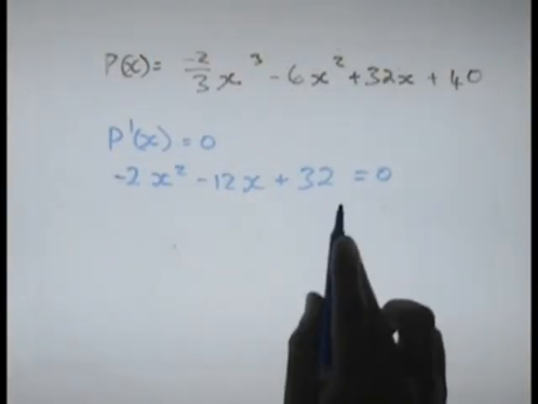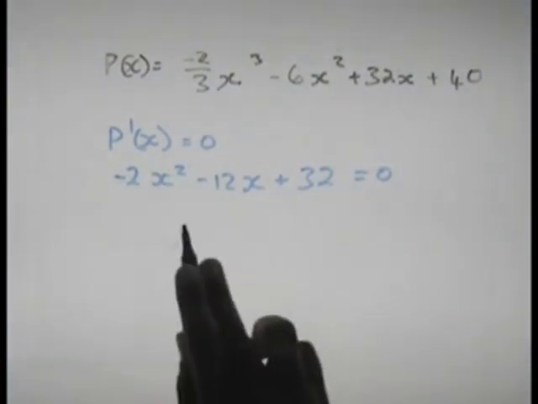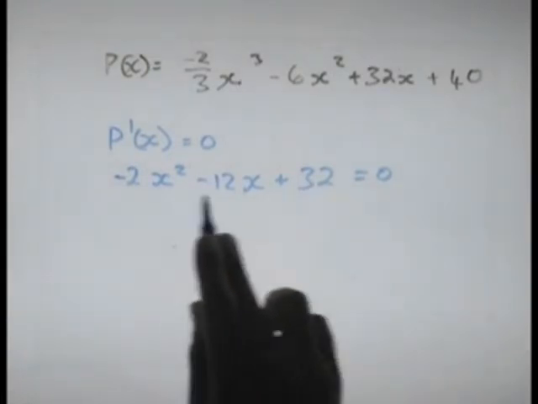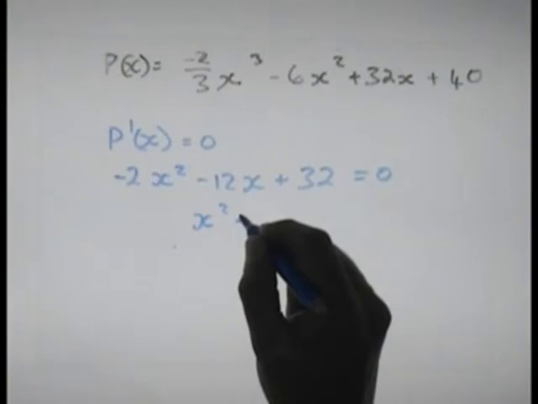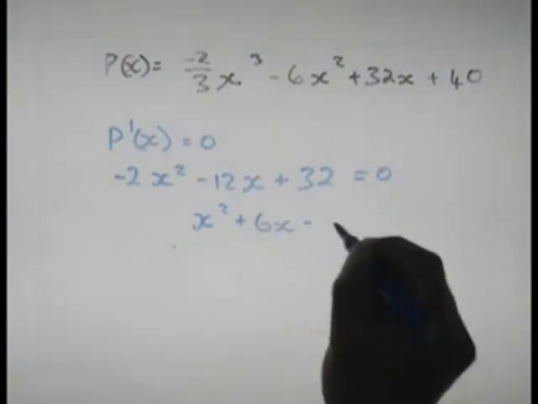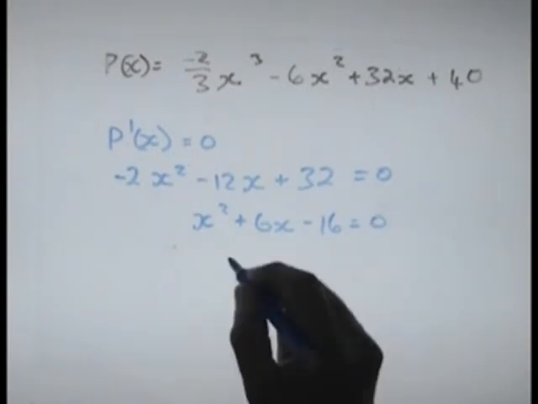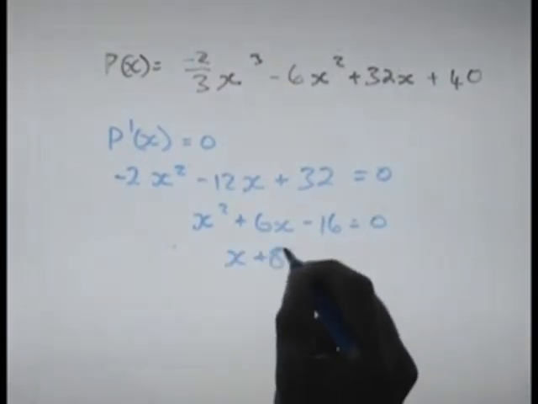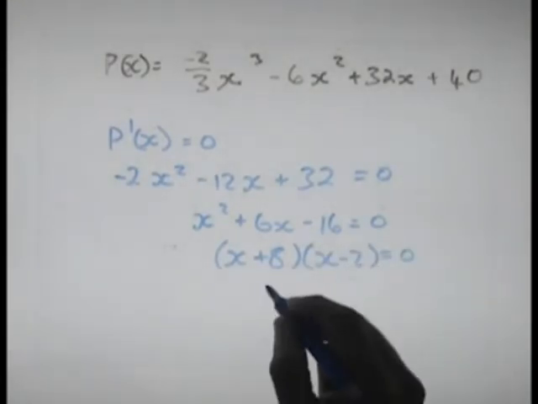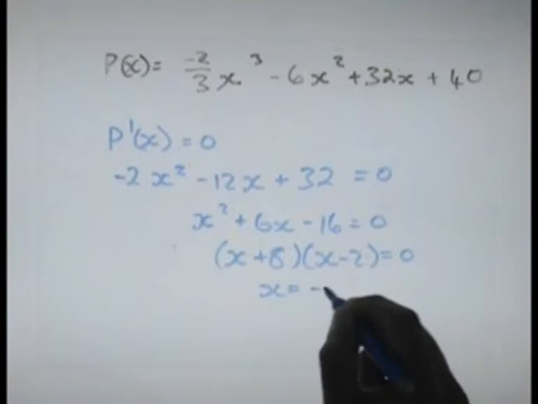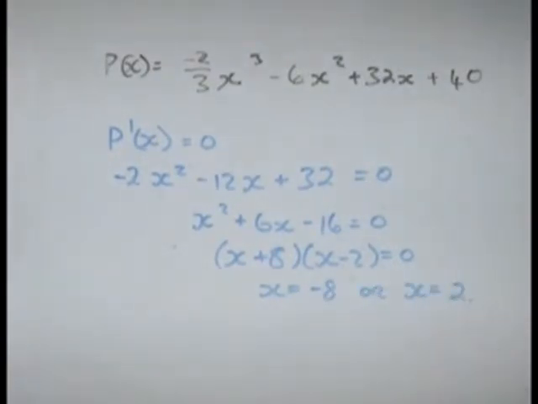Once I've gotten to this point, I'm then going to divide by a negative 2. This is just normal algebra so that it makes it easier to solve. This will give me x squared plus 6x minus 16 is equal to 0. That means that x plus 8 multiplied by x minus 2 is equal to 0. That means that x is either equal to negative 8 or x is equal to 2.